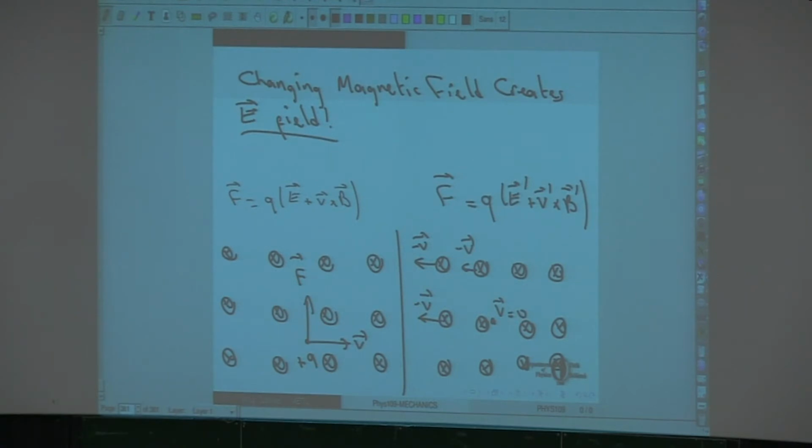Okay, you have to learn to live with the fact that changing magnetic fields create electric fields. Okay, other questions?